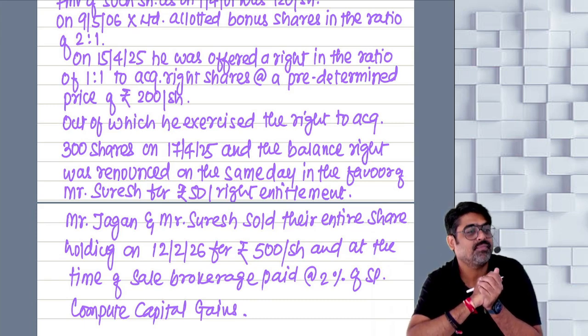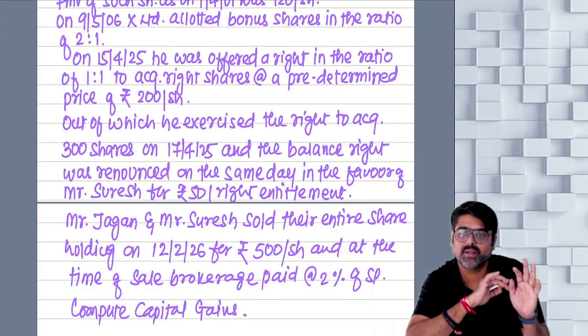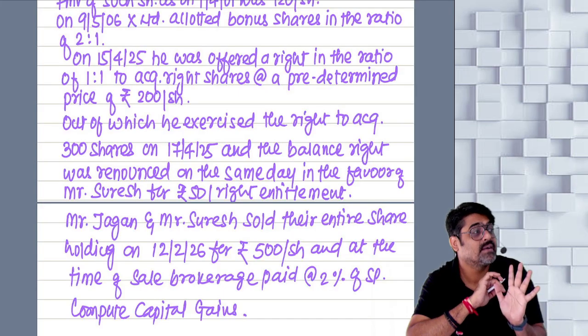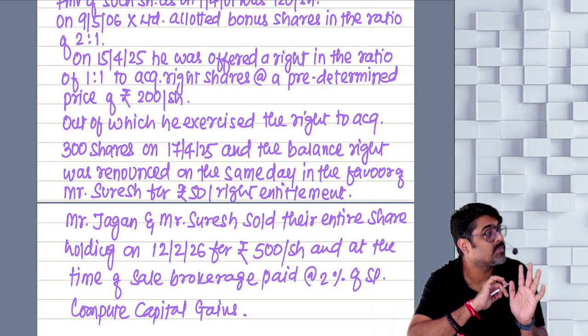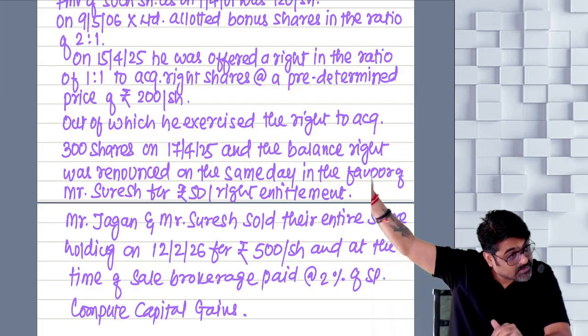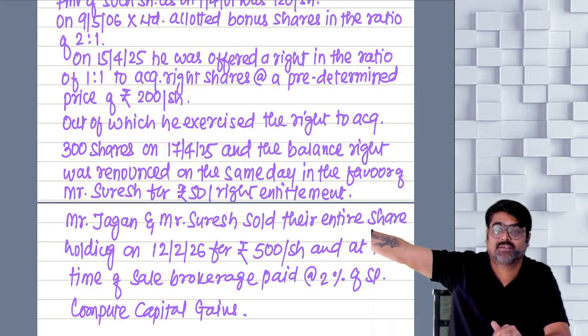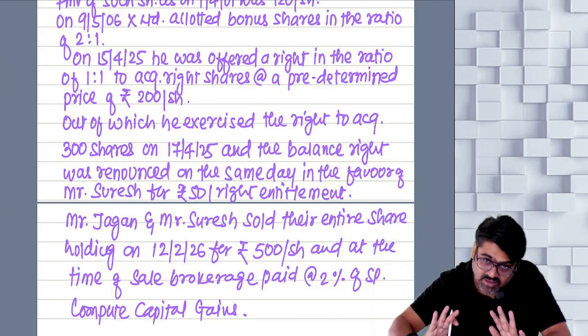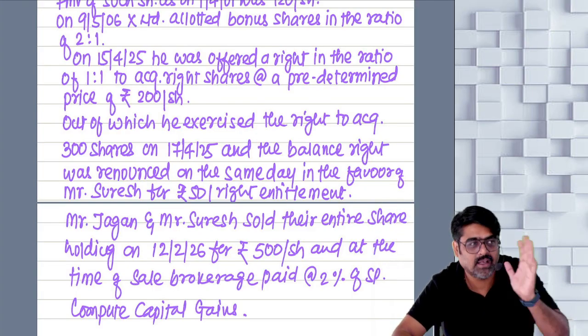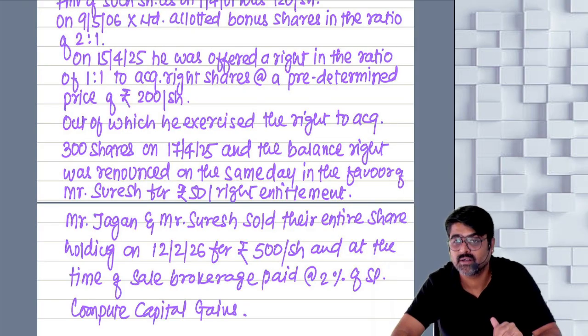Minus transfer expense. So on transferring the right, did you incur any expense? No. That brokerage you incur is at the time of transferring the shares. So at the time of transferring the right, there is no transfer expense. So it is nil. What is the net consideration?